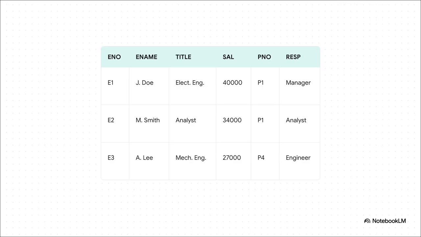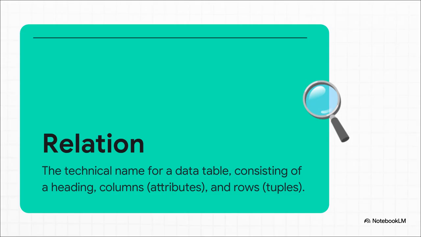Okay, let's dive right in with a pretty straightforward example. Here we've got a table called EMP. It's for tracking employees. You've got their employee number, their name, title, salary, and then over here you have info about the projects they're on, like the project number and what their responsibility is. Seems totally logical, right?